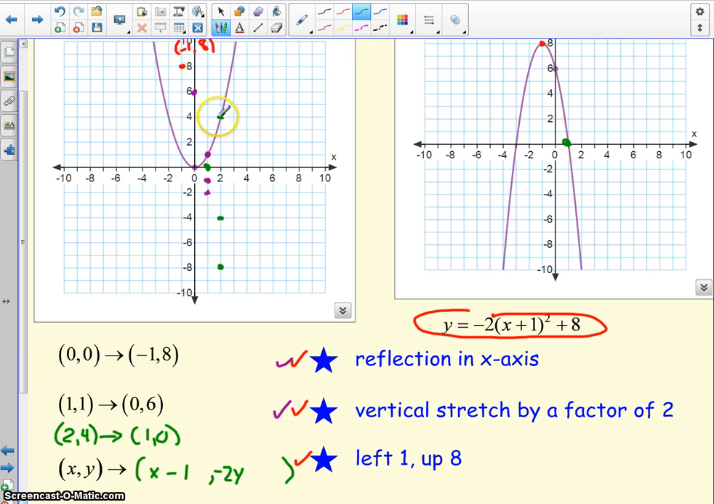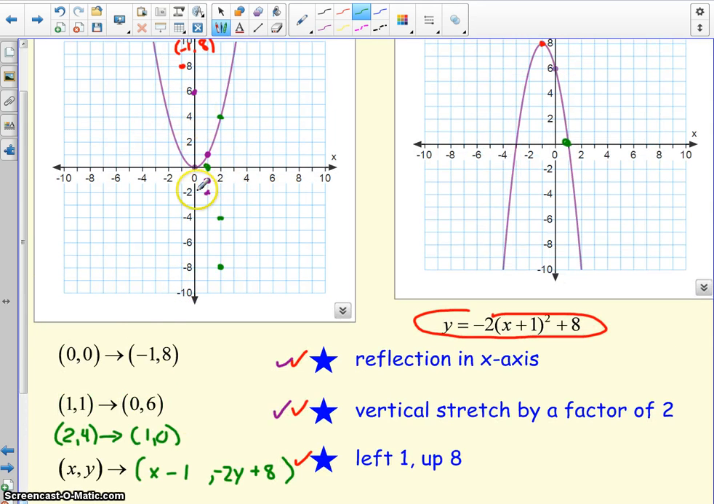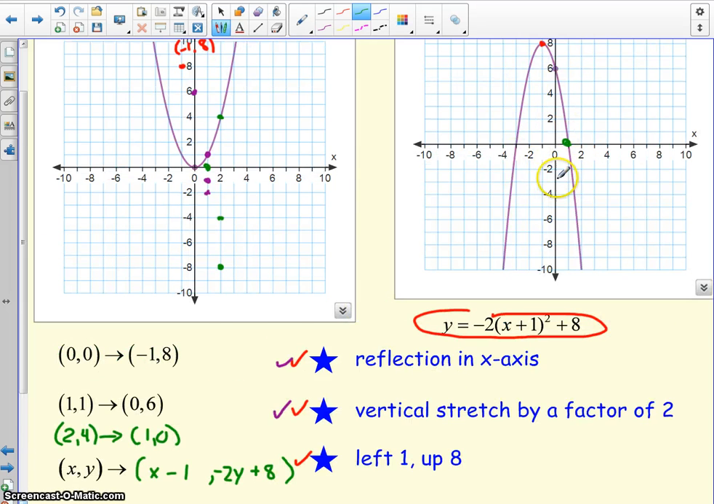So overall, we had a y value of 4. We multiplied by negative 2, we wound up at negative 8. Then the left 1 doesn't affect the y value, but the up 8 does. When you move it up 8, the y value goes up 8, so we're going to add 8 to it. So in theory, this is a rule that now works for any point that's on this parabola, and if we use this rule, it'll tell us a new point that's going to be on the new one.